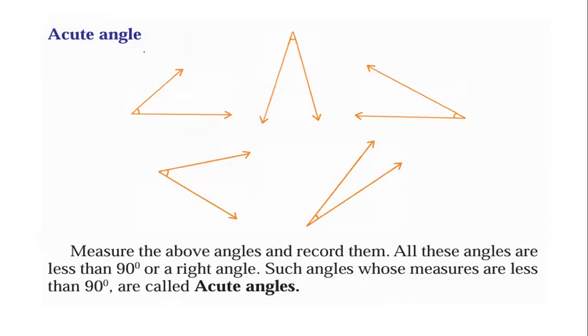Next, acute angle. See these acute angles. Measure the above angles and record them. All these angles are less than 90 degrees, or less than a right angle, since a right angle is 90 degrees. Such angles whose measures are less than 90 degrees are called acute angles.